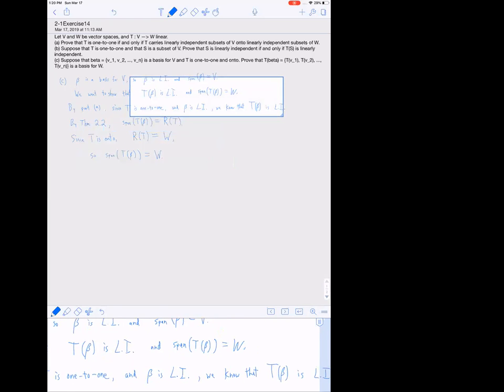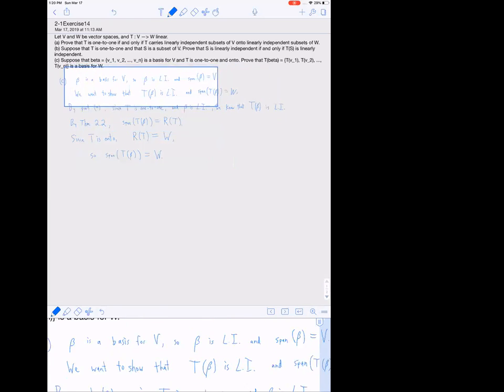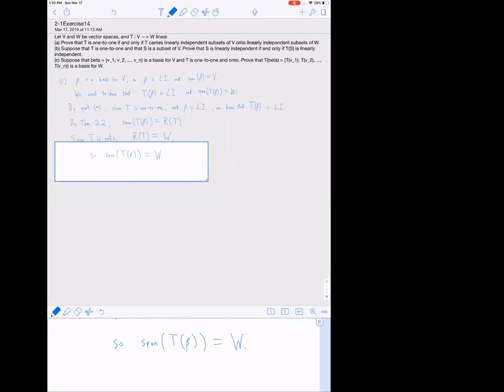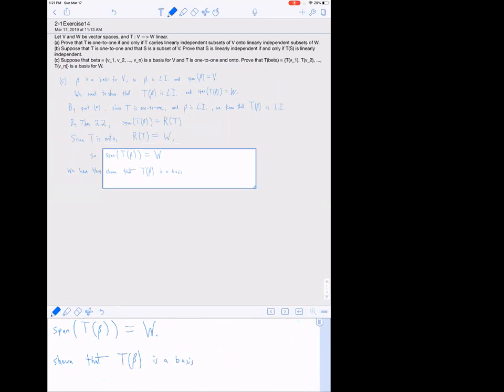And that was the last thing we wanted to show. We showed that T of beta is linearly independent, and we showed that T of beta generates all of W. We have thus shown that T of beta is a basis for W.